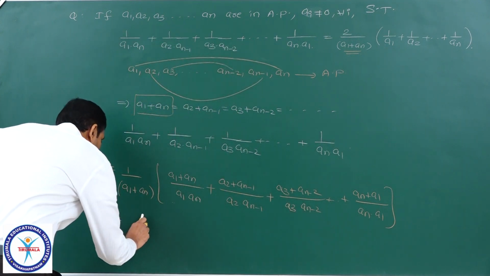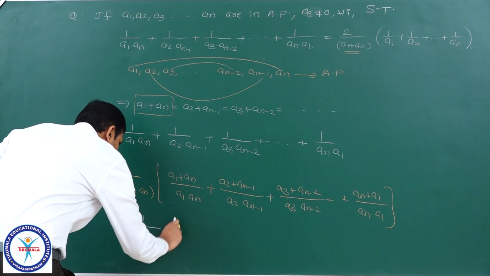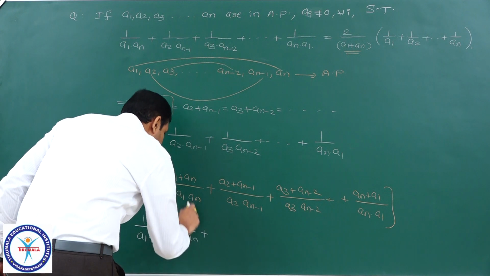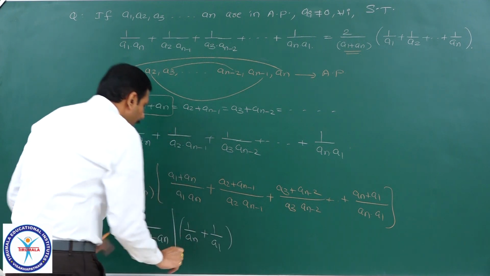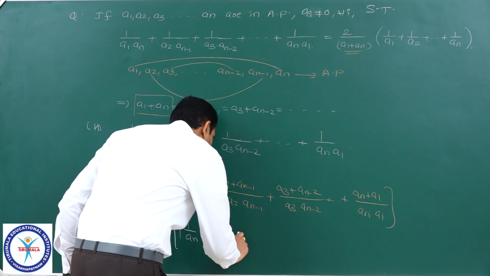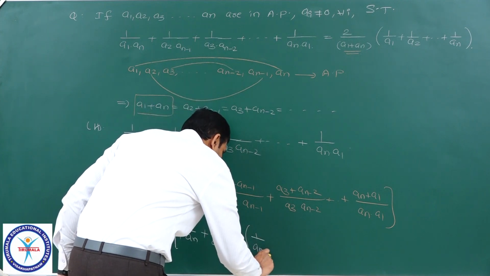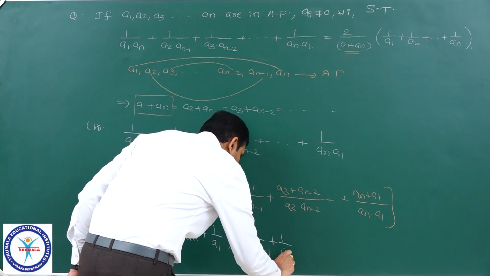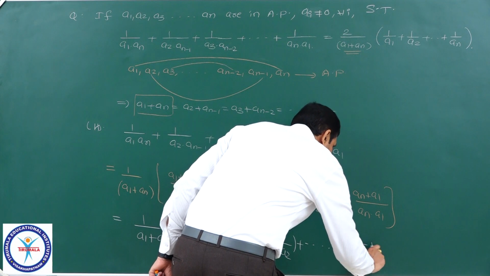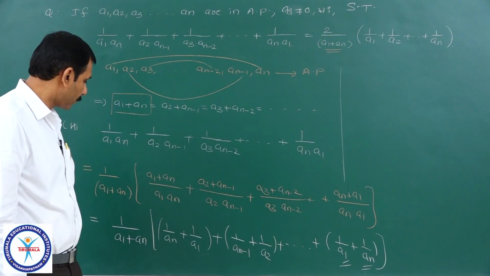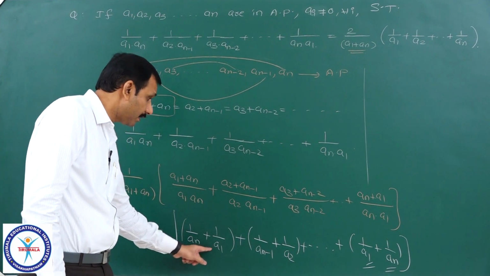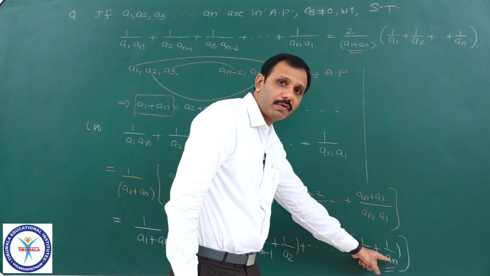Now, it is equal to 1 by a1 plus an into, separate it, a1 cancel 1 by an plus an cancel 1 by a1. a1 by a1, an 1 by an cancel, if I separate: 1 by a1 plus a2 by an minus 1 means 1 by an minus 1 plus an minus 1 means it is 1 by a2 plus and so on plus the last term, again 1 by a1 plus 1 by an. So, now look here at these terms: the first bracket is in terms of a1, an, the last bracket also in terms of a1, an only.